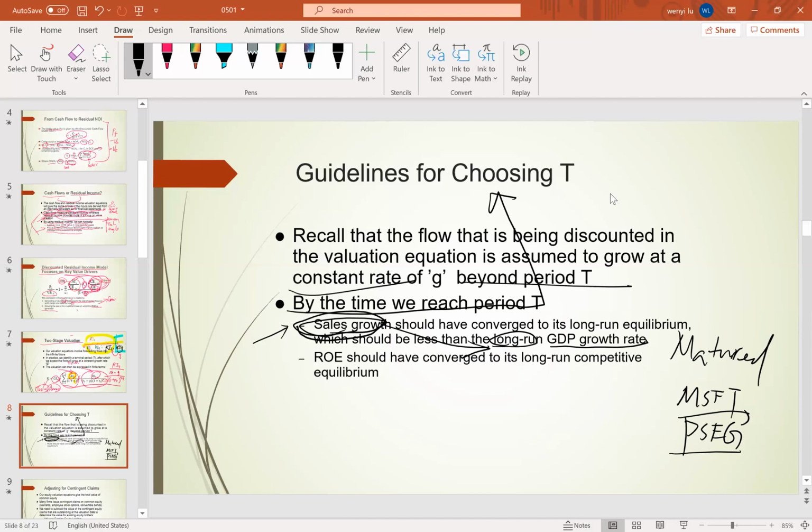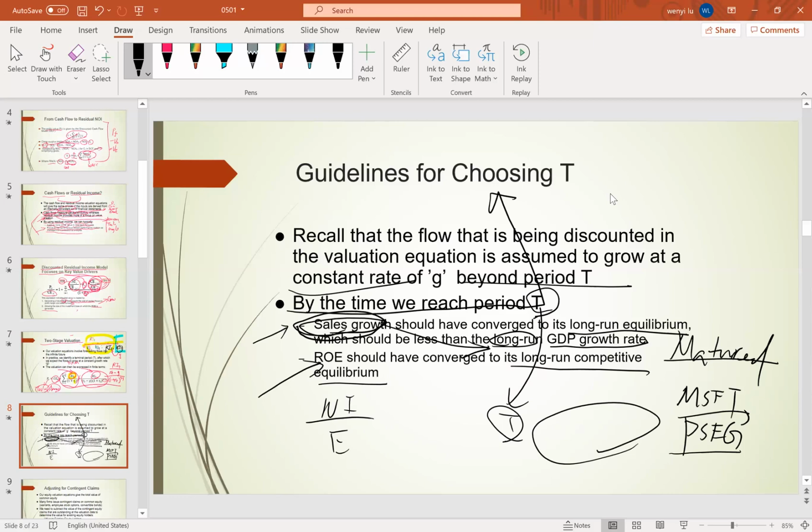So you can check the sales growth. If you find the sales growth is less than the long-run GDP growth rate, most likely these companies have reached the long-run equilibrium. So that's the time forward for T. Also, you can check the return on equity, net income over equity value. If you find return on equity converges to the long-run competitive equilibrium, it also shows that's the time forward for T. So beyond T, you don't need to do the forecast anymore. It means your companies will show a constant growth rate for the residual income in the future. And you can see the T.